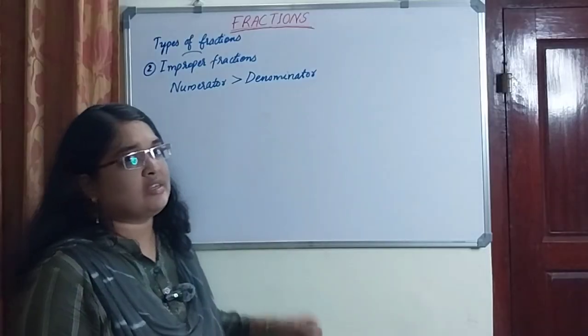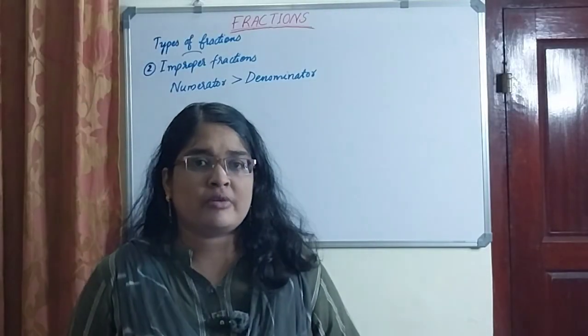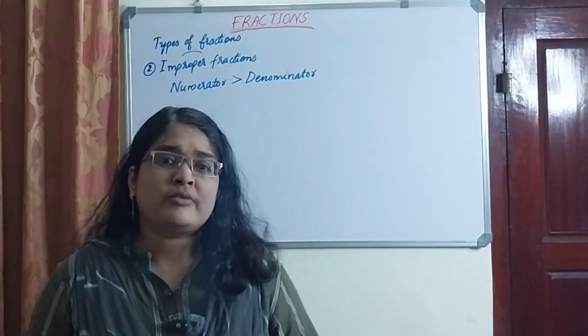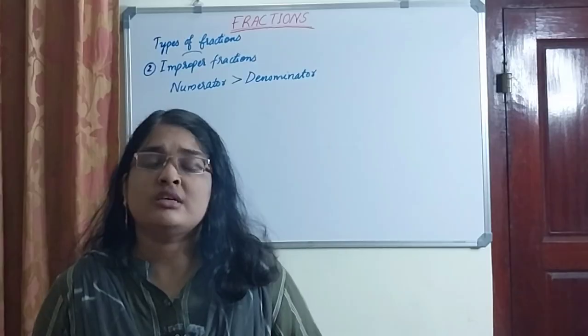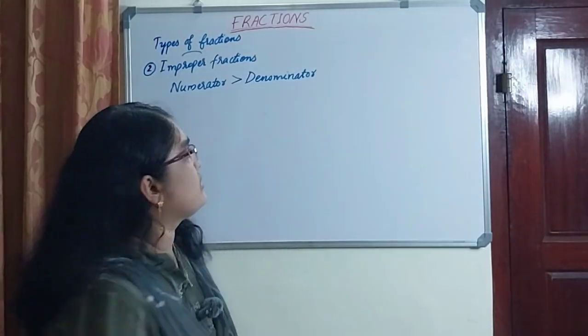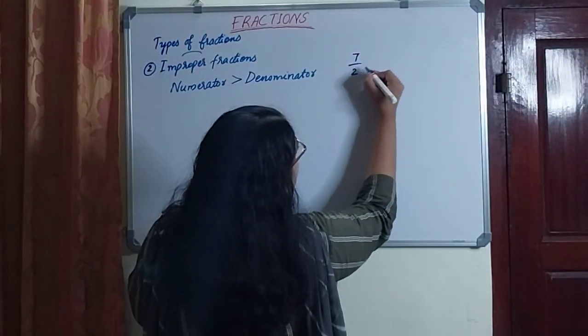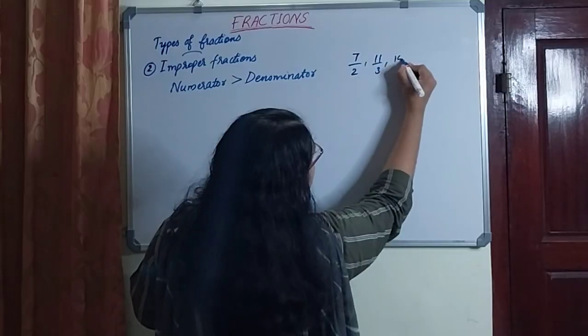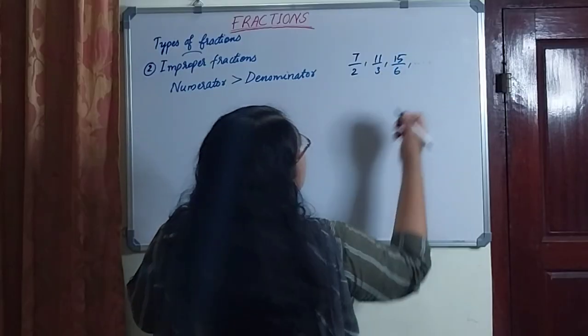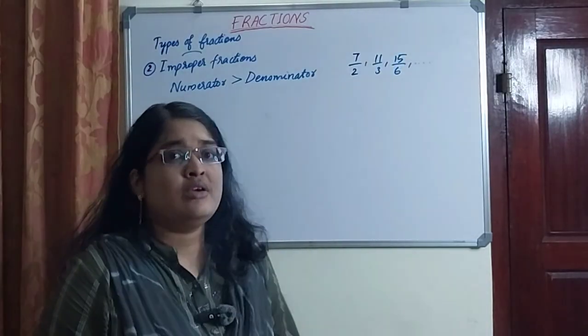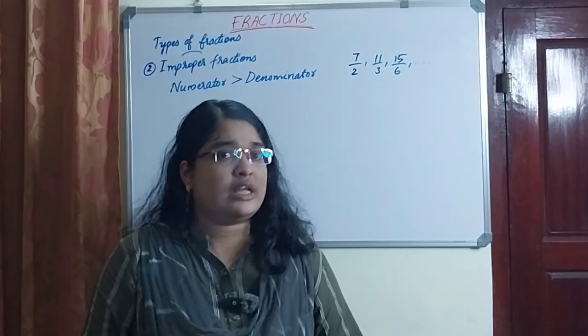Next is improper fraction. The general definition of improper fraction is as follows. An improper fraction is a fraction where the numerator is greater than the denominator. For example, fractions like 7/2, 11/3, 15/6, etc. are examples of improper fractions. We can explain this using the cake cutting method.